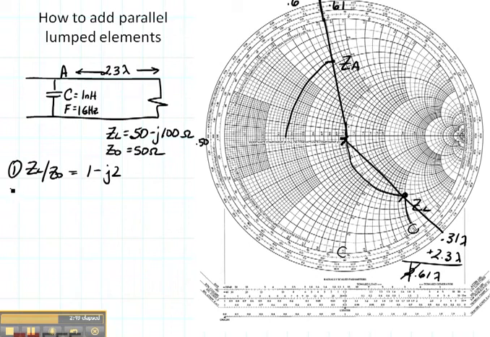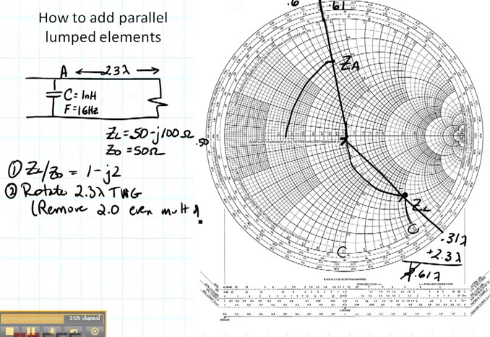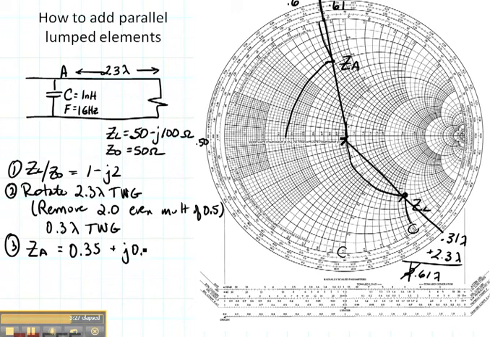So actually, let me write the steps that I've done here. The next thing that I did was rotate 2.3 wavelengths towards the generator, and I removed the 2.0 because it's an even multiple of 0.5, and so I actually went 0.3 wavelengths towards the generator. Now that gave me the point ZA, and I'm going to read it. The real part is about 0.35, and the imaginary part is positive because I'm up in the top part of the axis, and it's right there. That's about 0.35 plus j0.8.